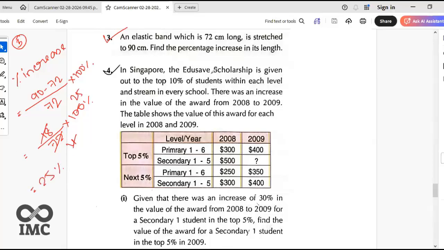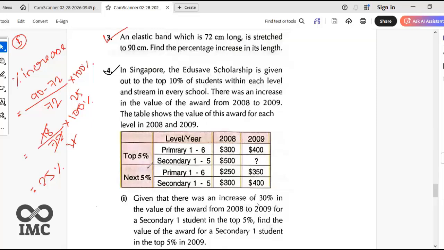Number 4. In Singapore, the EduSafe scholarship is given out to the top 10% of the students within each level and stream in every school. There was an increase in the value of the award from 2008 to 2009. The table shows the value of this award for each level in 2008 and 2009. Now, here the chart is already given. This is the chart. Top 5% students for primary 1 to 6. The scholarship was 300 in 2008, in 2009 it is 400. So in this way, the whole data is given. From this data, we need to solve two problems.